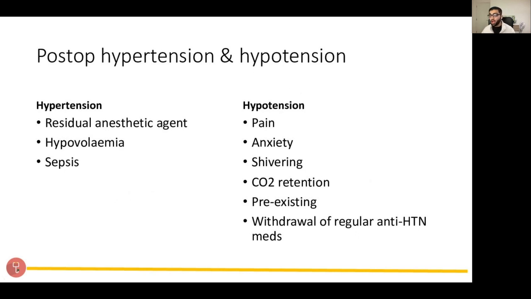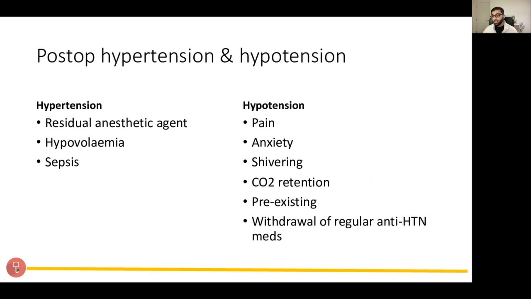So part of that again is the hypotension, and also patients undergoing surgery lose a lot of blood volume, so again hypovolemia. And because of the invasiveness of surgical procedures, sepsis and other infections are also common causes of hypotension. And hypertension can be caused by pain, anxiety, shivering from patients being cold, and also CO2 retention as well.